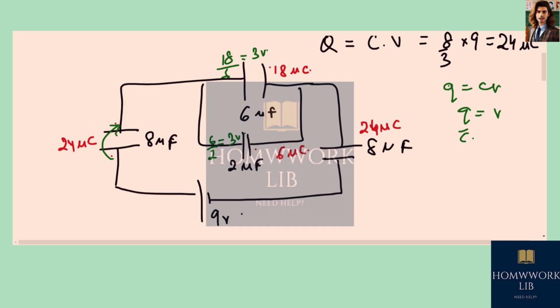Across this capacitor voltage will be Q by C, that is 24 by 8, and this is 3 volt, and here also it will be 3 volt because total supplied was 9 volt. 3 was applied across this capacitor, 3 was applied across these two terminals, so total 6, and the remaining 3 volt will be applied across this capacitor.